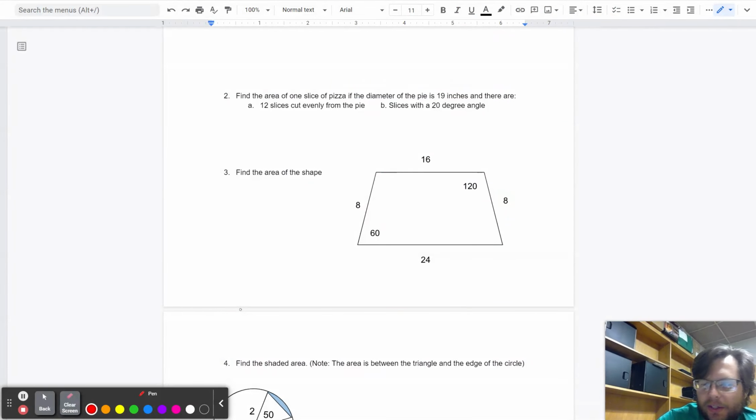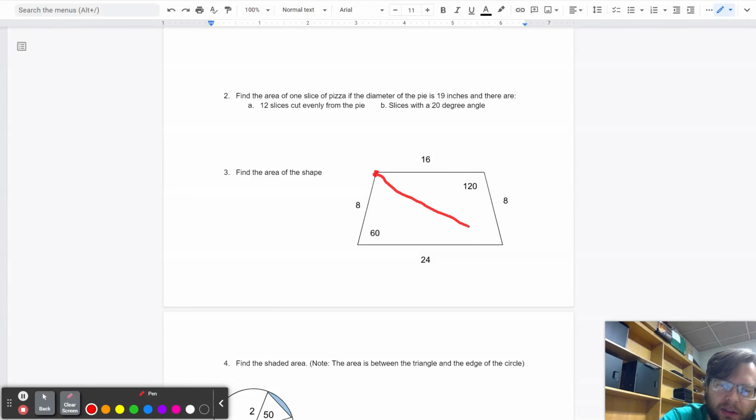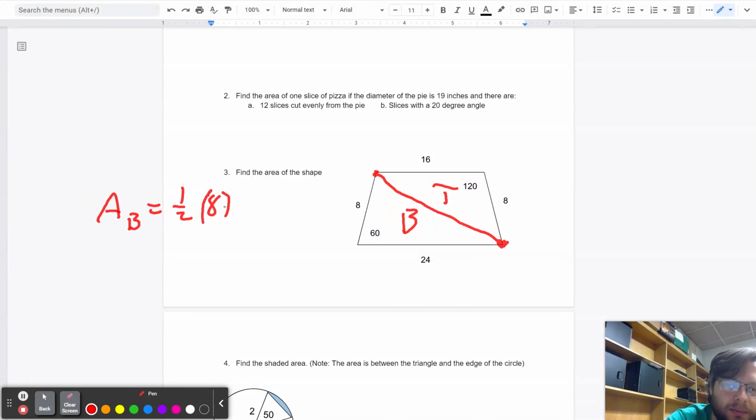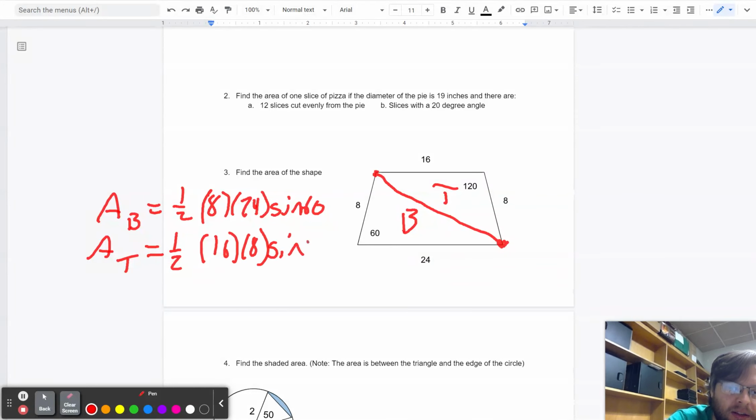A couple different ways to do this. A lot of you tried cutting it up into rectangles and triangles. That's an okay technique. The idea I was hoping you would notice is that this is really just asking you to find the area of the bottom triangle and the top triangle. So the area of the bottom triangle is just 1/2 AB sine C. So 1/2 times 8 times 24 times sine of 60. The area of the top triangle is just 1/2 times 16 times 8 sine of 120. And you just add those up.